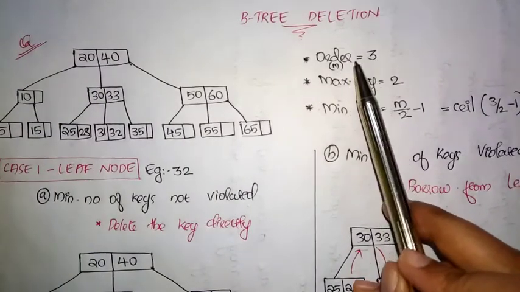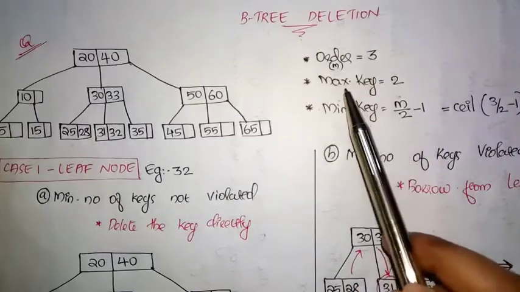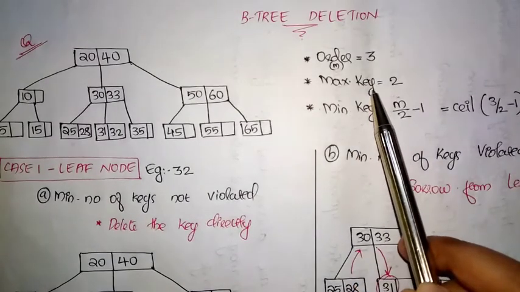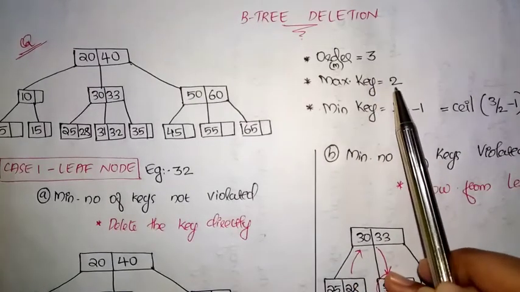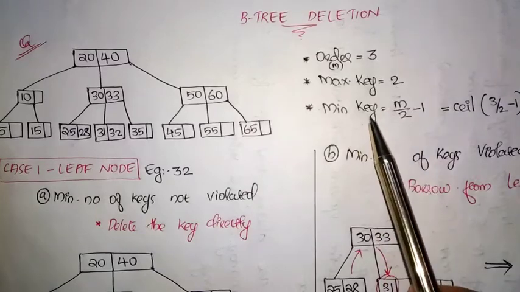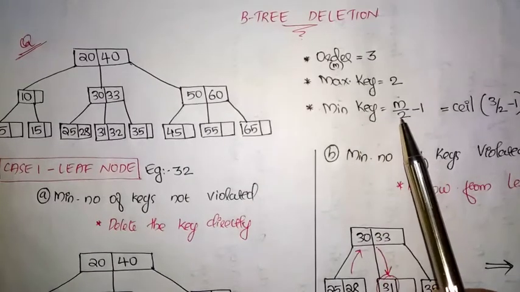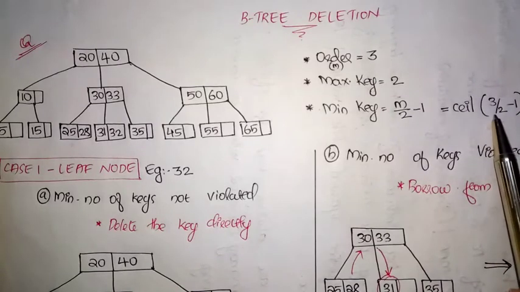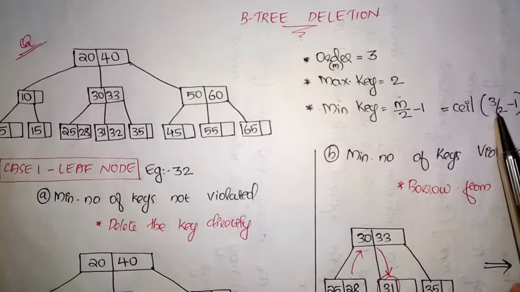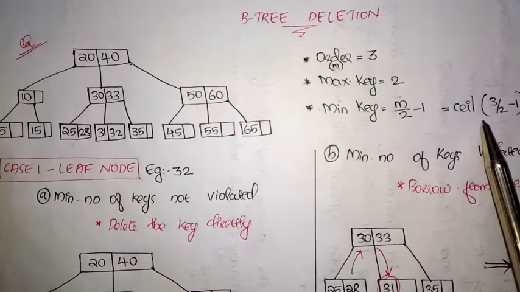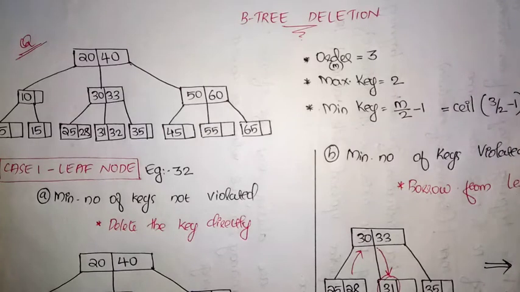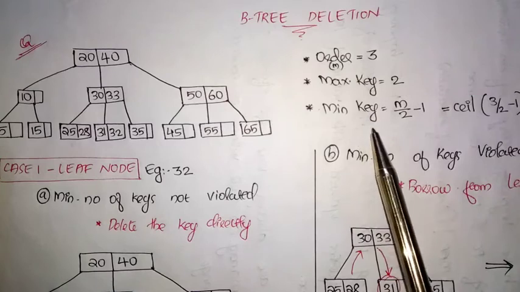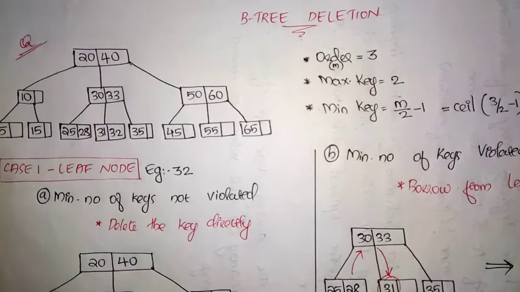If the order of a specific B-tree is 3, then the maximum number of keys that can be stored is order minus 1, so 2. And the minimum number of keys that can be stored is ceil of m by 2 minus 1, which means ceil of 3 by 2 minus 1, that is equal to 1. So maximum keys is 2 and minimum keys is 1 in a specific node.